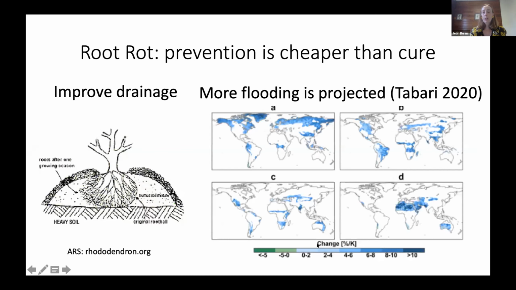So you see here the change in precipitation or extreme flooding events projected over time, and the darkest blues are extreme flooding projections. So the incidence of extreme flooding is projected to increase even in some of the most arid regions in the world. So even my relatives in Arizona are experiencing not only historic droughts during some parts of the year, but also sometimes in the same year, historic flooding events. So that makes the problem of prevention more challenging going forward.